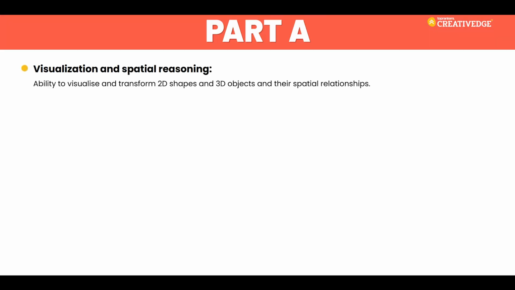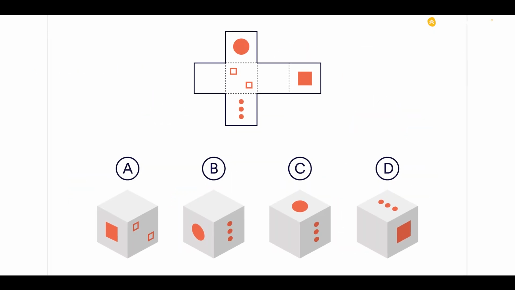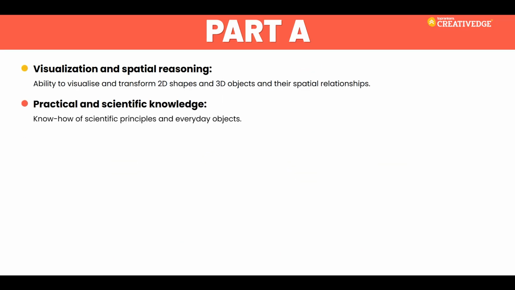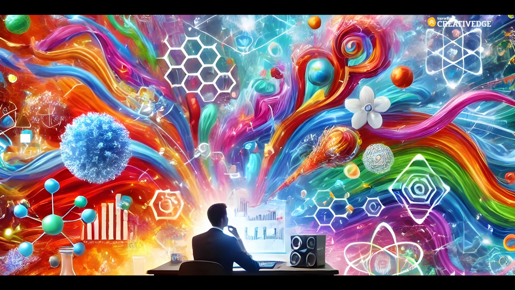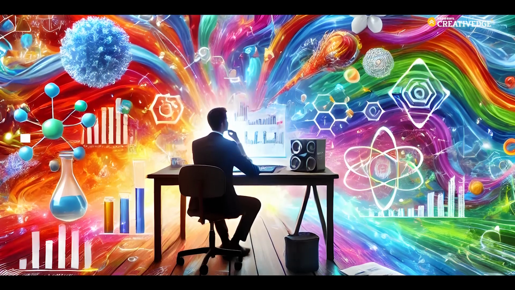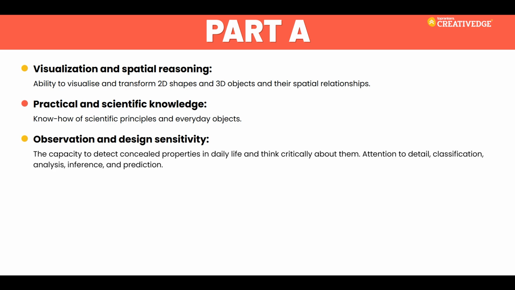Visualization and spatial reasoning: the ability to visualize and transform 2D shapes and 3D objects and their internal relationships. Practical and scientific knowledge is the second segment. Here we expect the application of scientific principles in everyday objects. Observation and design sensitivity is the capacity to detect concealed properties in daily life and think critically. Attention to detail is what matters most.